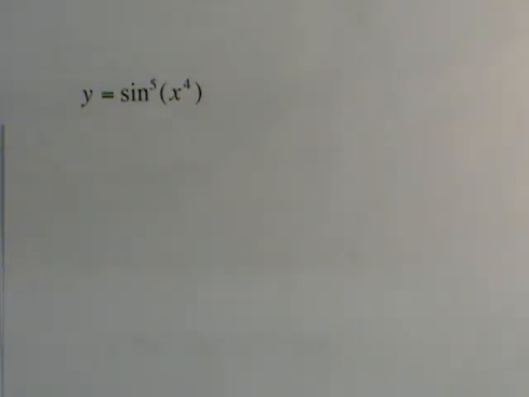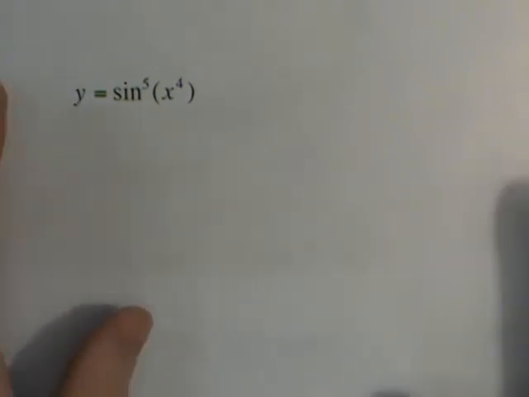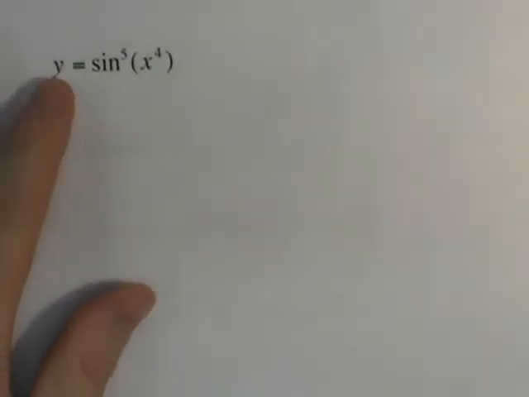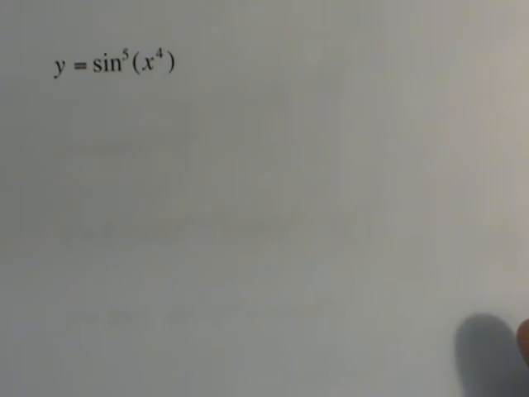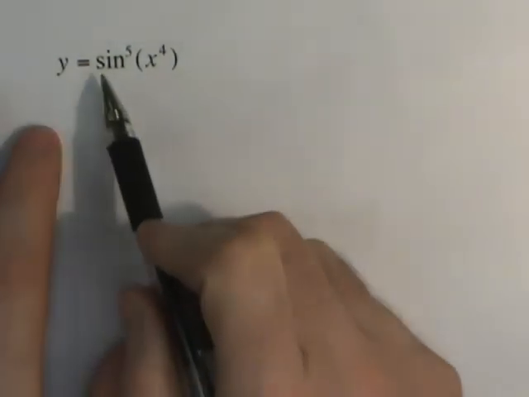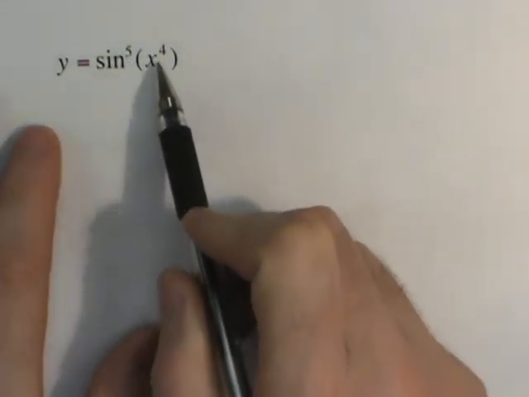Example number 2 for the chain rule. Again, you'll see that I'm using the trig functions. I think it's so much easier to explain the chain rule with the trig function before getting into other expressions. When I look at this problem, it says y equals sine to the fifth, x to the fourth.